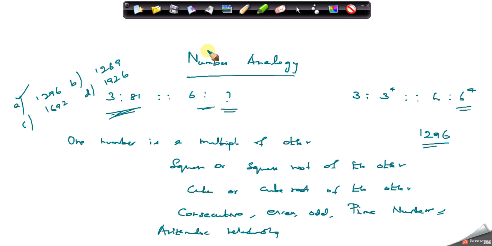We can move to the next one right now. Next concept, because I just want to cover the concepts mostly in this particular section rather than working out problems. Working out problems you can do a lot, but this session is basically focusing on concepts only. We'll move to the next one: letter analogy.